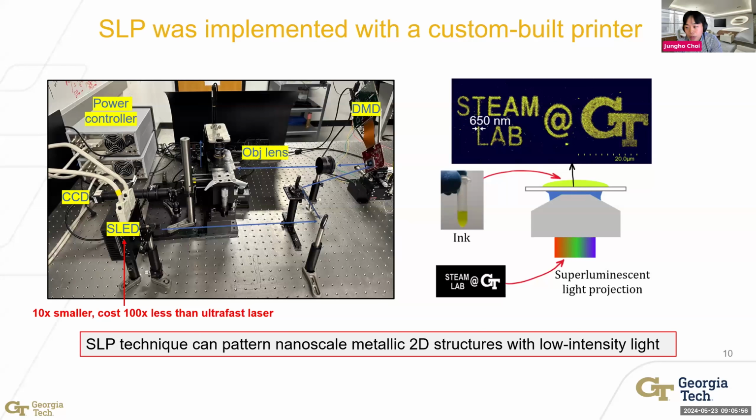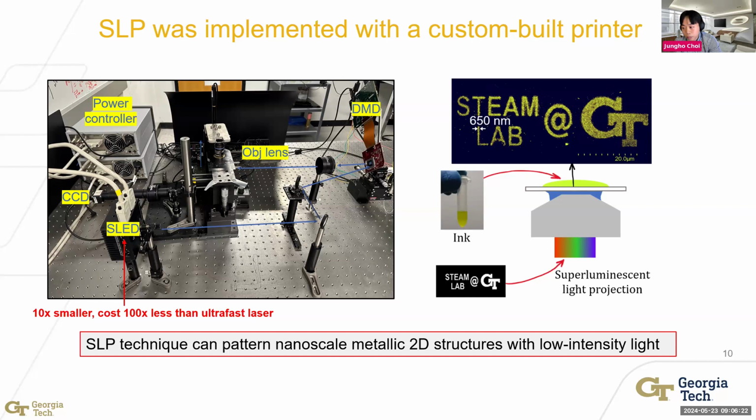And here's the actual setup of the SLP system in our STEAM lab at Georgia Tech. We use the superluminescent light diode, which is 10 times smaller and 100 times cheaper than the ultrafast laser. On the right side of the figure, here's the schematic of the processing flow of the SLP. We use a bitmap image where the white region and the black region work as on and off pixels for the digital micromirror device.